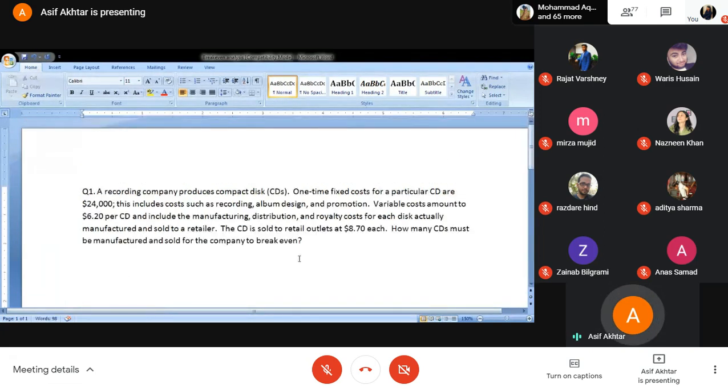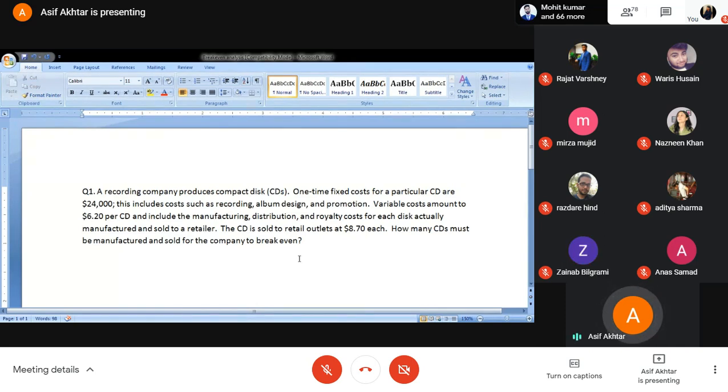A recording company produces CDs, compact discs. Fixed cost for a particular CD is coming out to be $24,000. Now, this is the fixed cost, a one-time cost of 24,000, and you know that fixed cost has different components, like in CD manufacturing: recording, album design, promotion, etc. This is not our point of interest right now. Our point of interest is that fixed cost is $24,000.